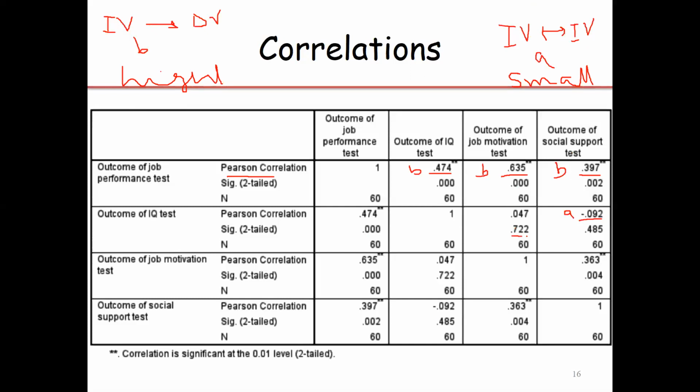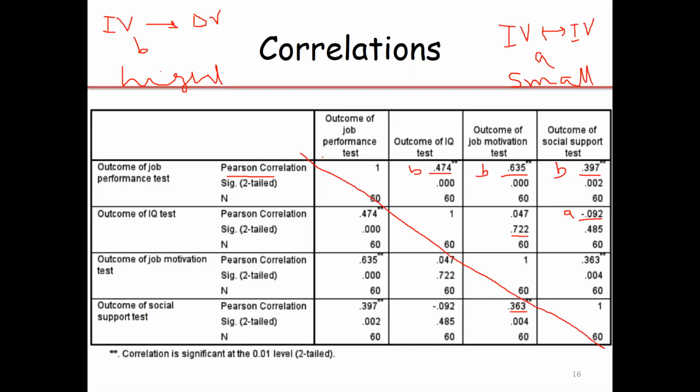This correlation is 0.72, a high correlation between the IQ and the motivation. This comes under the heading A. And this is the correlation 0.63, which is between social support and job motivation. Still, this is a positive correlation here. And this matrix is a diagonal matrix.